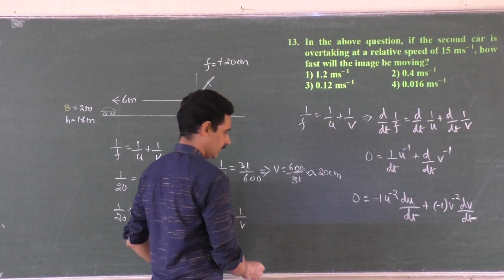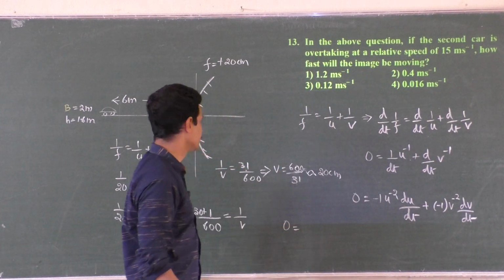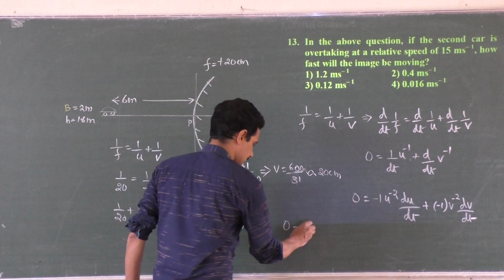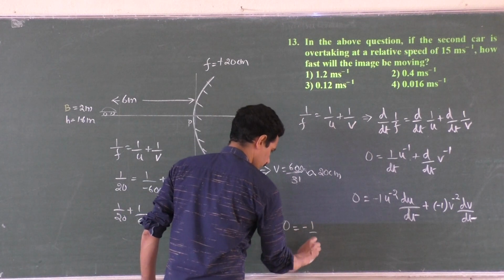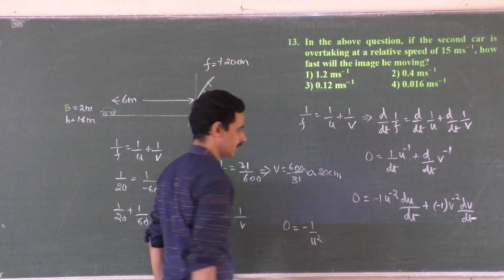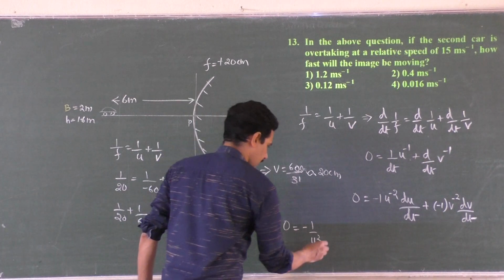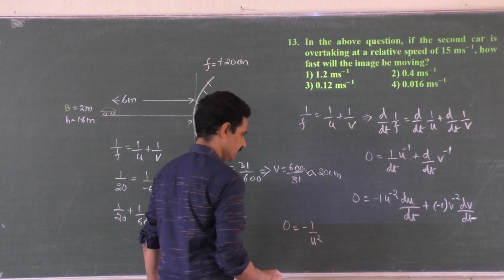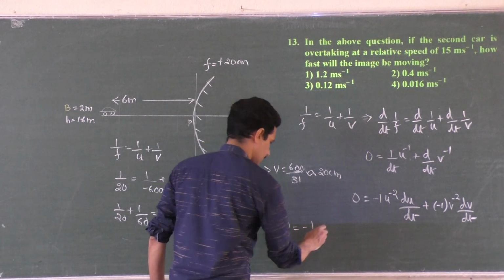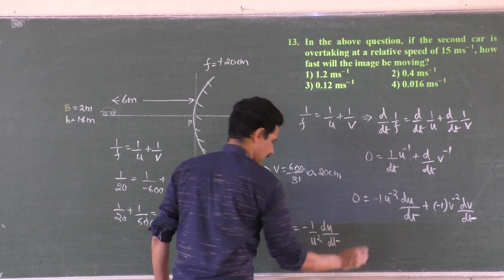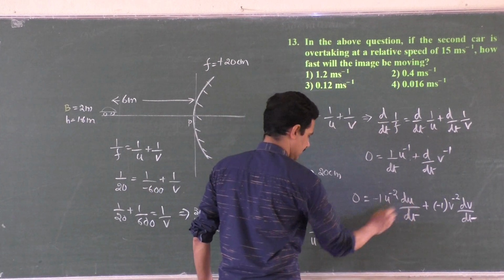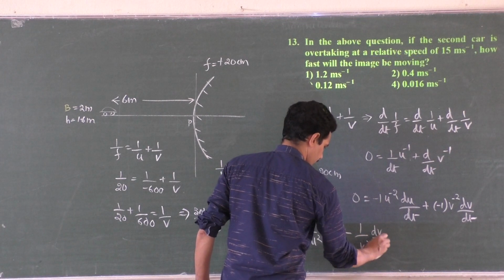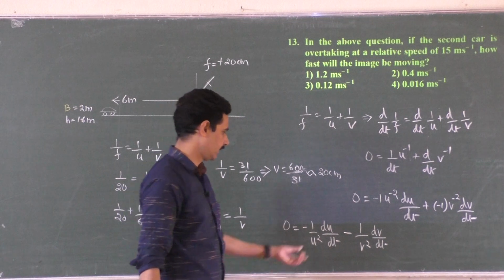So I will come to this side now. 0 is equal to minus 1 by u square, because I will bring this downwards. What is du by dt? Velocity of the object, right? So shall I write it as du by dt only? du by dt, that is object velocity, minus 1 by v square, and this is image velocity, dv by dt. Velocity of the image, and this is velocity of the object.